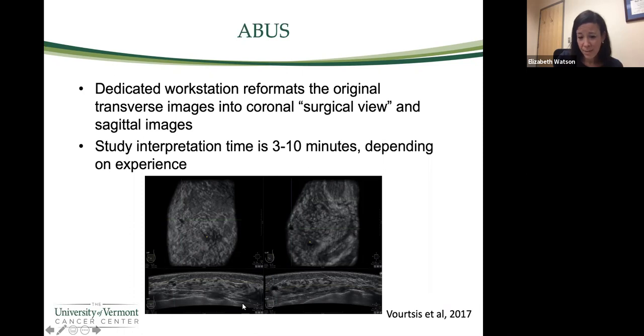The images on the bottom here are the transverse images. So this is the skin, here's the chest wall, and this is all the tissue in between.